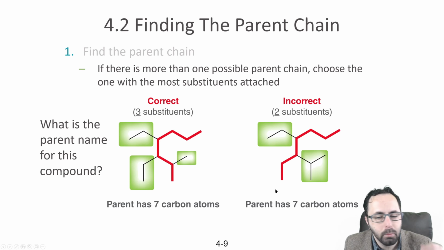So if there are 2 possible longest chains, your parent chain will be the one with the most substituents, not the fewest. So here, the correct 7 carbon chain would be 1, 2, 3, 4, 5, 6, 7, the one on the left, because that has 3 branches off the main chain. However, this one only has 2. So we would choose the structure on the left for the naming. We would choose this as the parent chain, this 7 carbon chain.